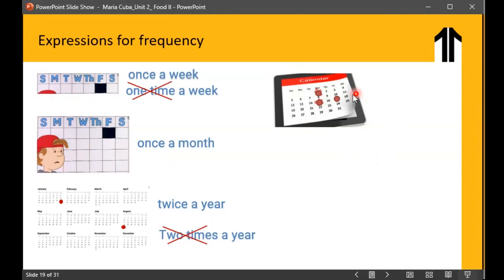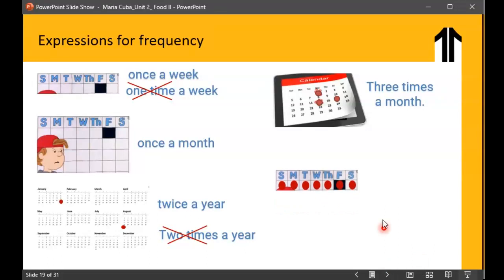What do you think is the expression here? 1, 2, 3. That's right. This time it's possible to say 3 times. 3 times a month. Thank you, Romina and Daniela. 3 times a month. Perfect. 3 times a month is perfect. 4 times, 5 times is also correct.